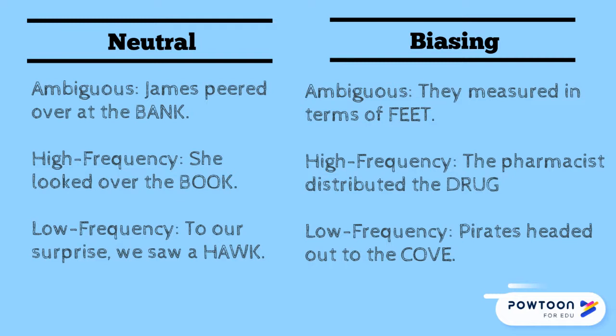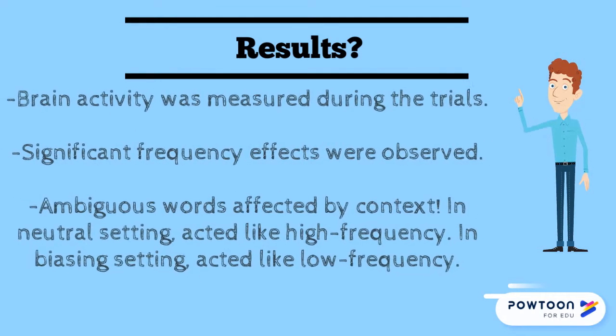For example, in the ambiguous sentence they measured in terms of feet. Feet is ambiguous. Feet is also primed for a certain meaning by the presence of the word measured. During this study, brain activity was measured while the subjects read the sentences.